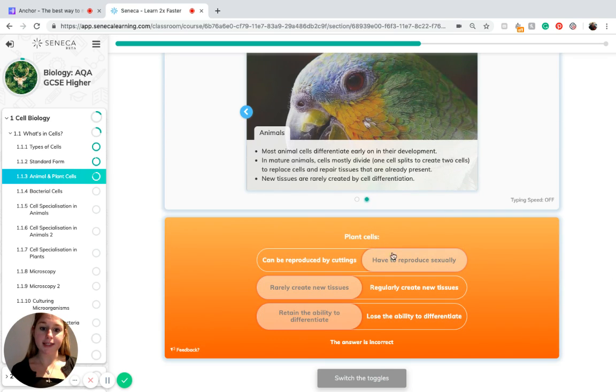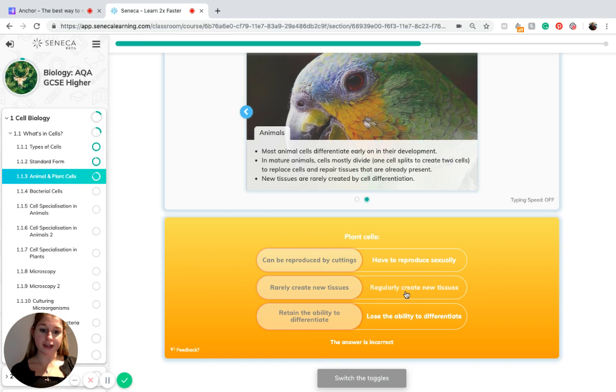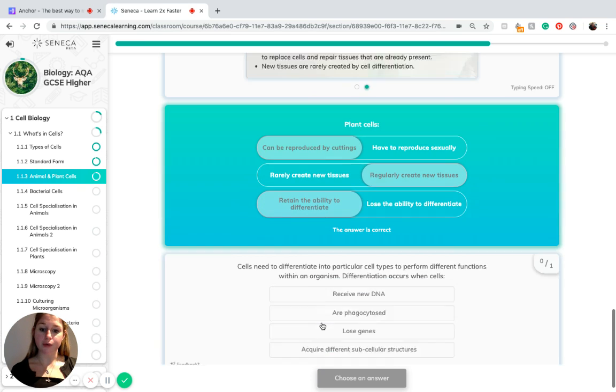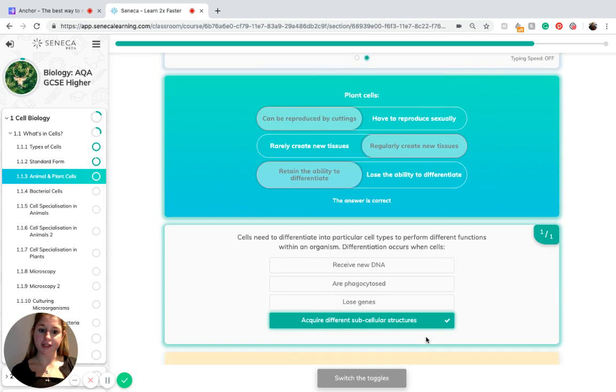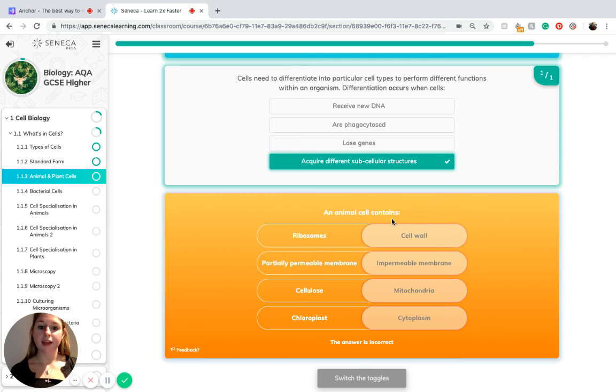So we know that plant cells can be reproduced by cuttings. They regularly create new tissues, and they also retain the ability to differentiate. So cells need to differentiate into particular cell types to perform different functions within an organism. Differentiation occurs when cells acquire different subcellular structures.